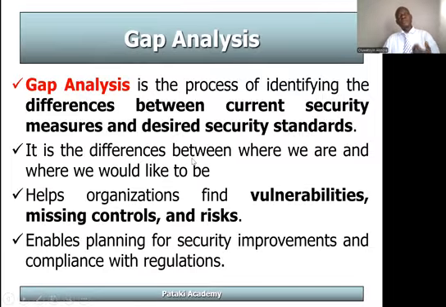The next step is gap analysis in cybersecurity. What is gap analysis? Gap analysis simply means where our company is today and where we want to be in future. The difference between where we are today and where we want to be in future is known as gap analysis. Gap analysis is the process of identifying the differences between the current security measures we have in our company and the desired security standard. It is the difference between where we are and where we would like to be.